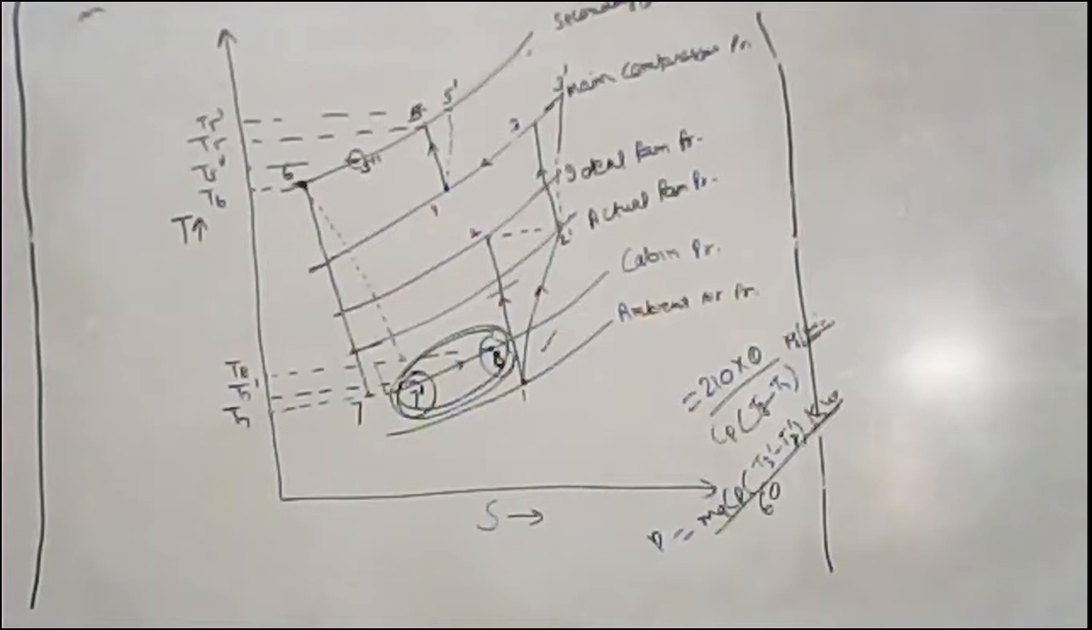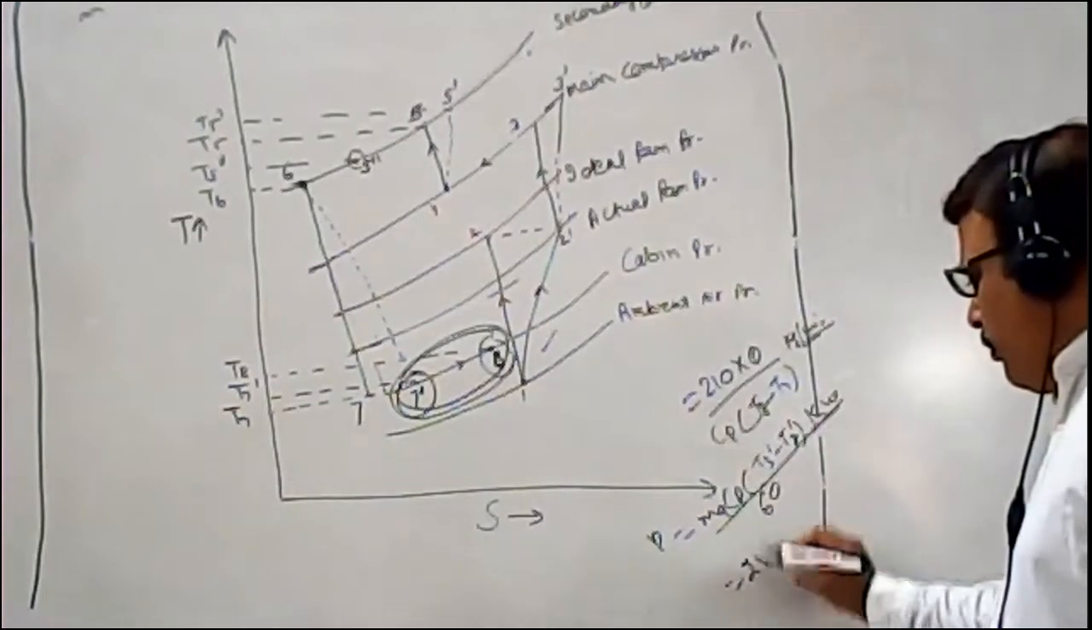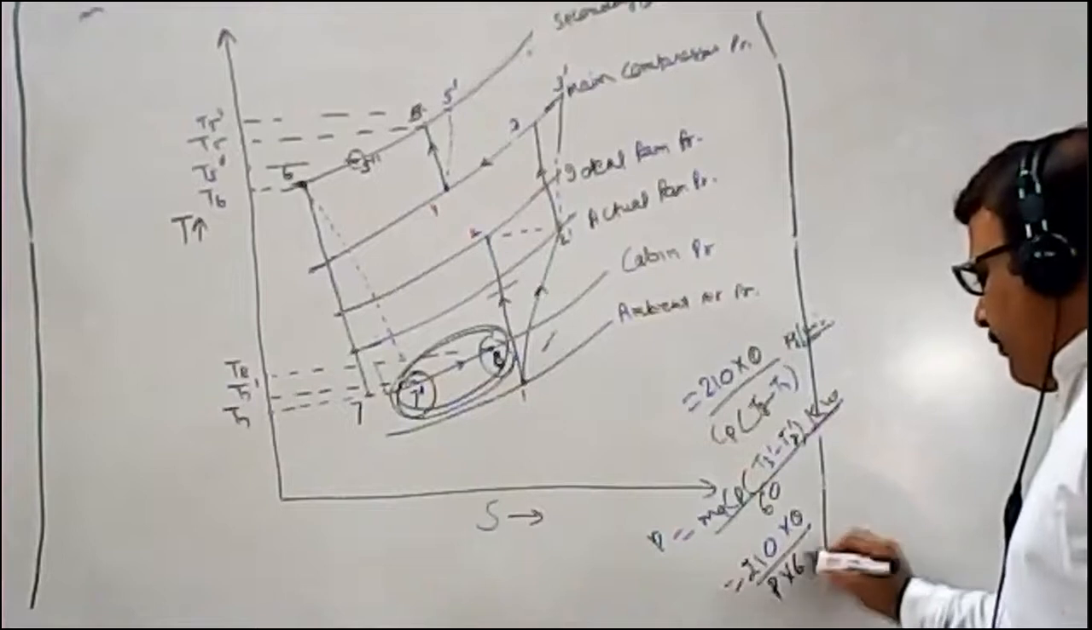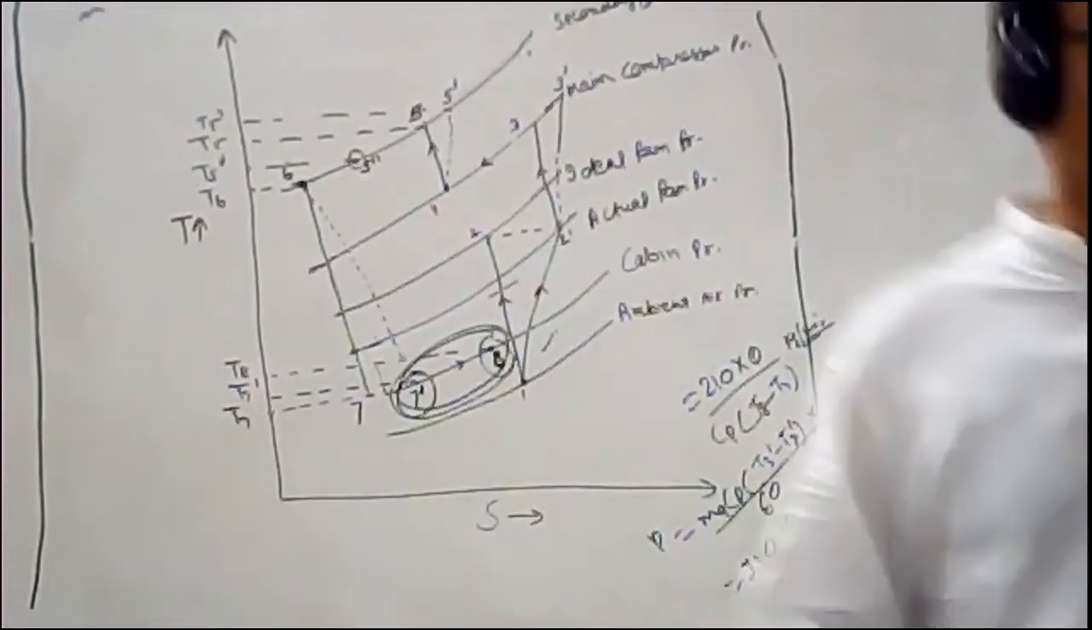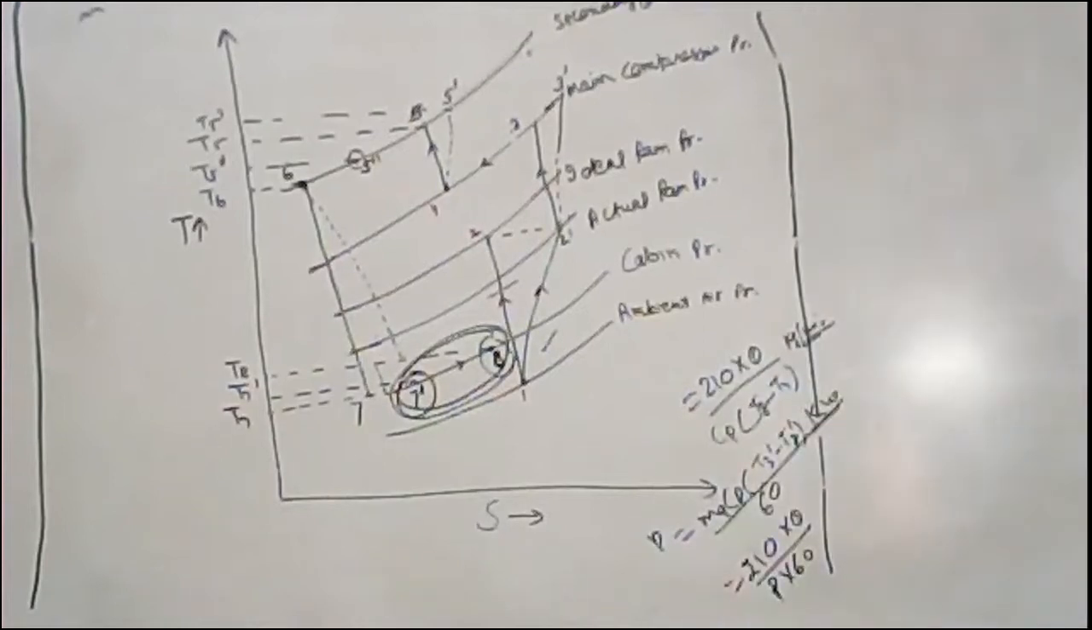COP again is 210 into Q divided by P into 60. So this is all about how we can find out the mass of the air which is passing through your refrigeration system. Then we can also calculate the power of the system. And last one, we can find out the COP of the system. Okay.